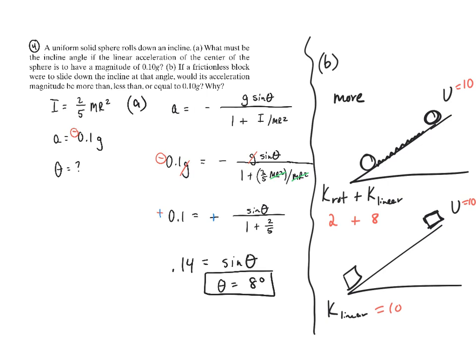So the question is again asking about what the acceleration magnitude would be: more, less than, or equal to? Well, if the object that is sliding down the ramp without rotating has all linear energy, it means it has more linear velocity at the end. This one will have less linear velocity. So this one gained more velocity, so therefore it must have more acceleration. This one gained less velocity, right? 8 versus 10 in energy. So the amount of velocity coming from this 1/2 mv squared is going to be a lesser v. This v value will be a greater v value.